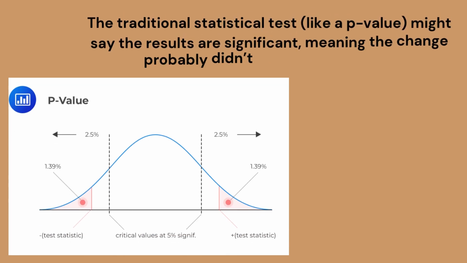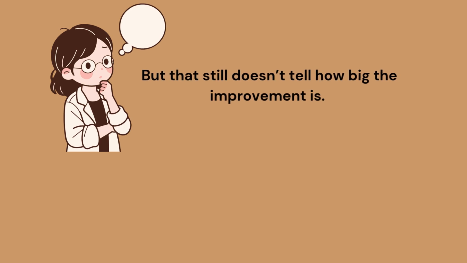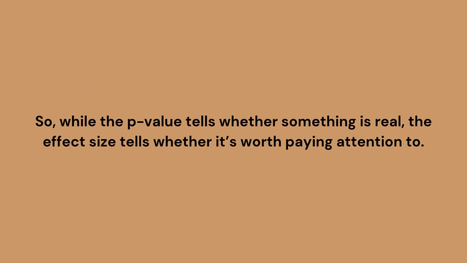The traditional statistical test, like a p-value, might say the results are significant, meaning the change probably didn't happen by chance. But that still doesn't tell how big the improvement is. Effect size steps in to describe that part. It tells how large the improvement really is and whether it matters in a practical sense. So, while the p-value tells whether something is real, the effect size tells whether it's worth paying attention to.